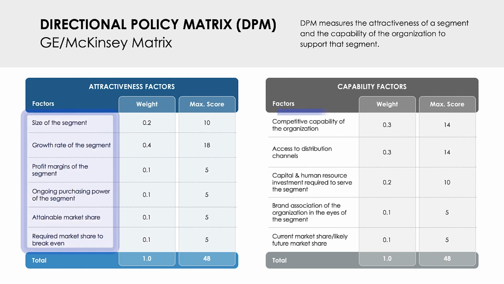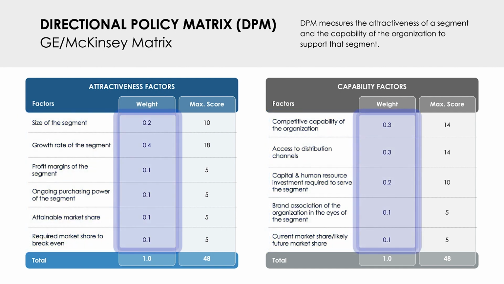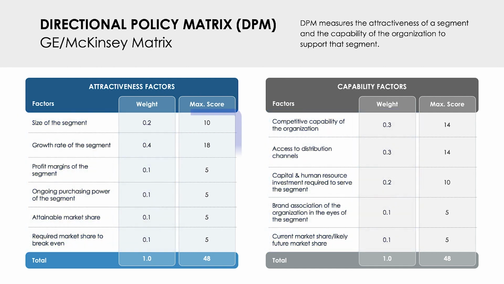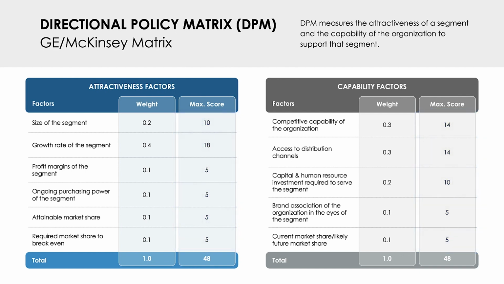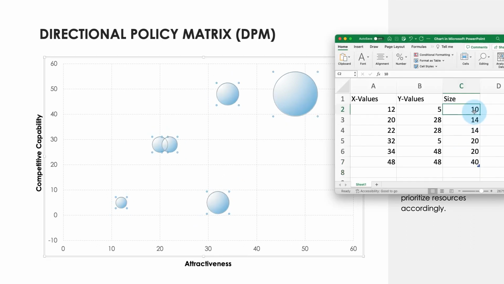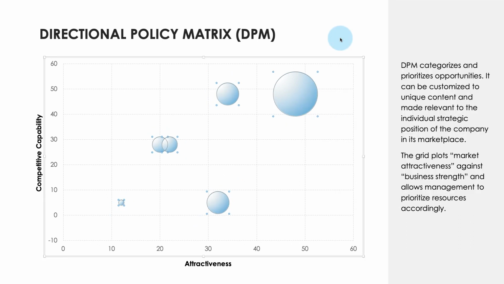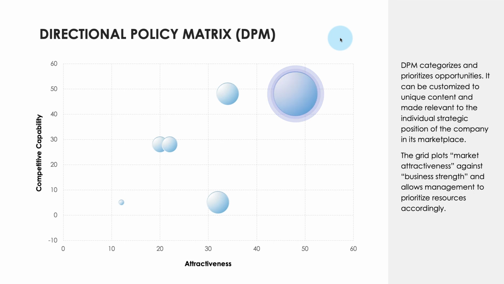First, make a list of factors. Each factor is weighted by importance. Then, rate each factor from 1 to 5 or 1 to 10. Finally, calculate the total score. With the final chart, you can start to see investment patterns and see which opportunities should take priority and which may need to be divested.